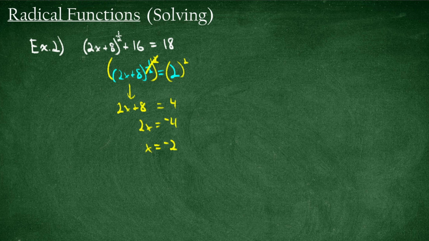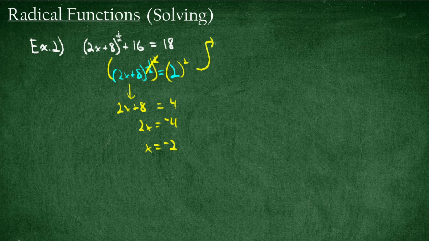So if x is equal to negative 2, well, that's 2 times negative 2 here is equal to negative 4. Plus 8 is positive 4. So that's 4 to the 1/2, or the square root of 4, which is equal to 2. And then this whole thing evaluates to 2 plus 16, which is equal to 18. So yes, we are all good. This does check out.